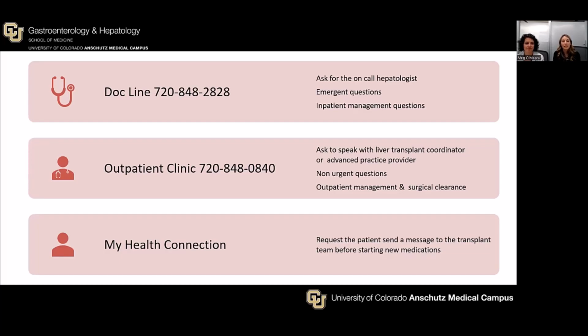And then lastly, you can put some responsibility in the patient's hand too. Many of our patients sign up with My Health Connection. They can send us a message and say, hey, my doctor just started me on a Z-Pak. And I'll be like, please ask for doxycycline instead. But that's a great way. We know you're very busy in your clinics and you're seeing a lot of patients yourself. So having the patients reach out to us as well is also another option.